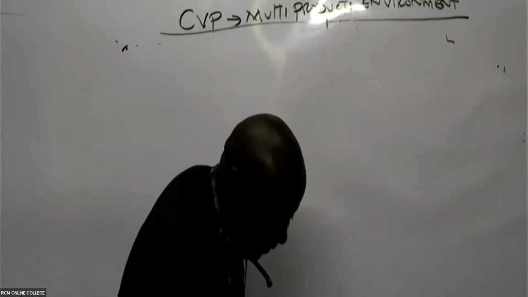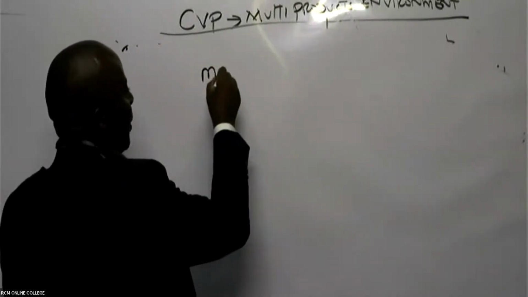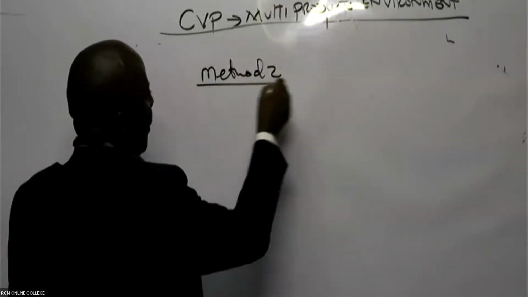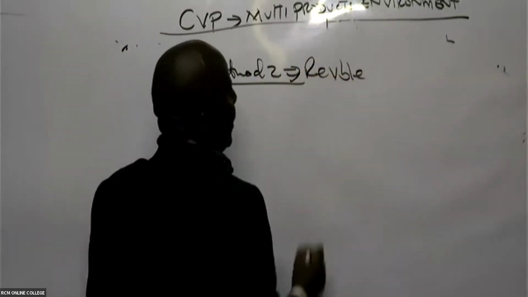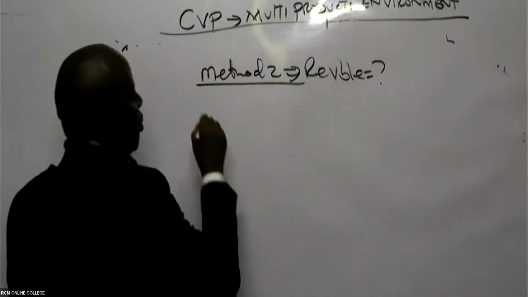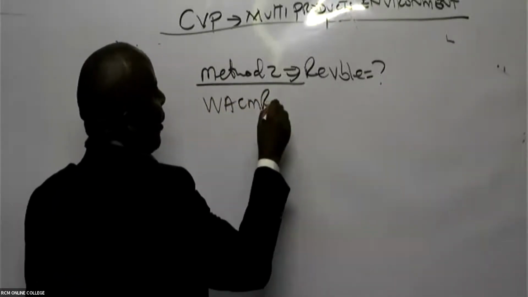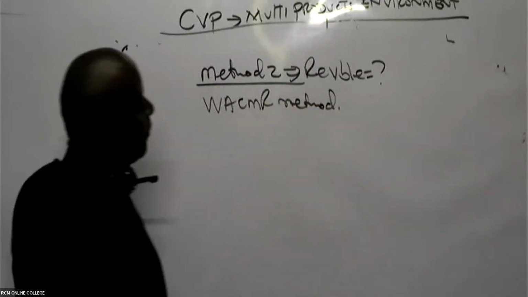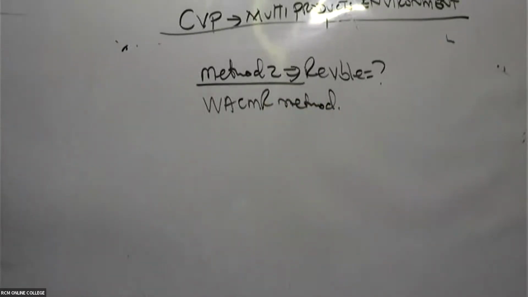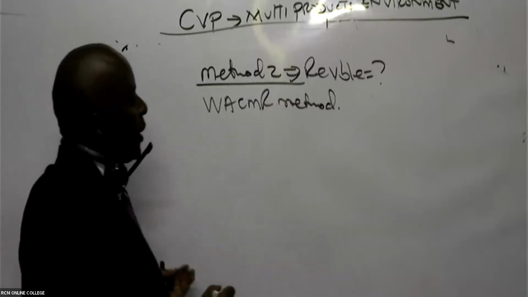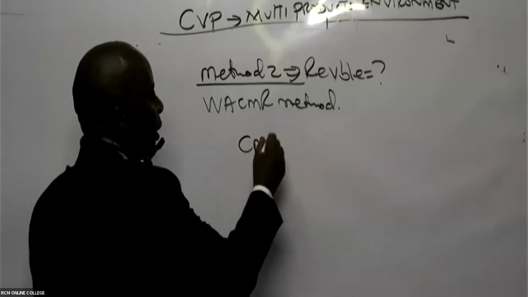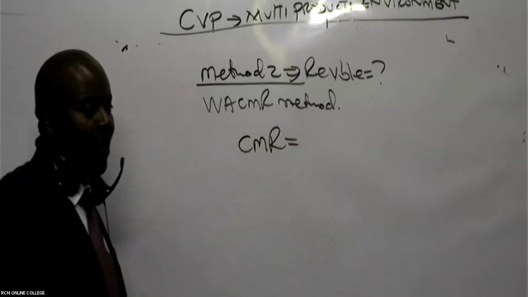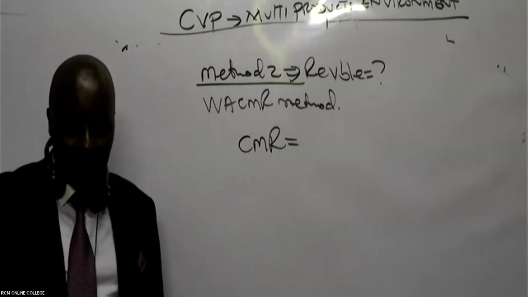Now, method 2. Method 2 of getting this revenue break even is basically to use the WACMR method. So then the question will be, how do we get this WACMR? Before I show you how we get WACMR, would you kindly reiterate by telling me the formula of CMR? Contribution margin ratio, how do we get it?